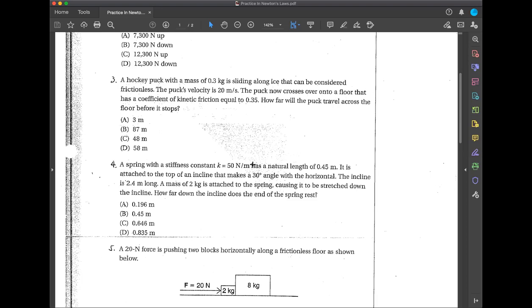Let's say initially they have a kinetic energy, right? So before the pump reaches the surface with the friction, it has a kinetic energy. How far will the pump travel across the floor before it stops? So when it stops, the speed is equal to 0, right? So there is a kinetic energy change, and that is equal to what? The work done by the frictional force, right?